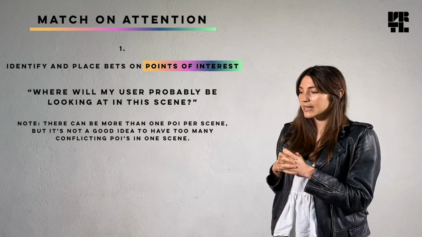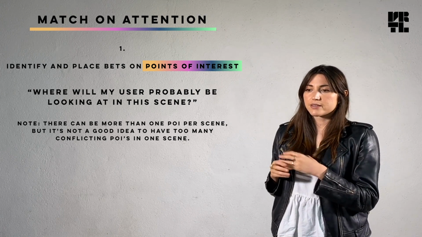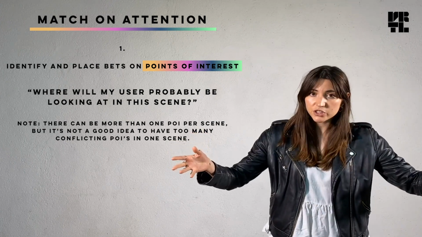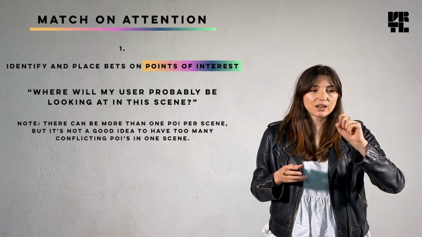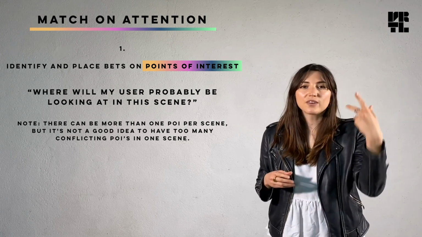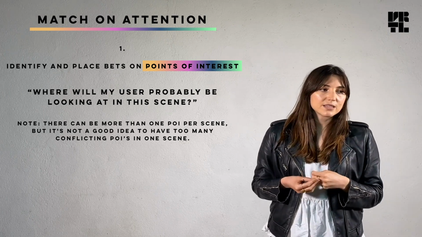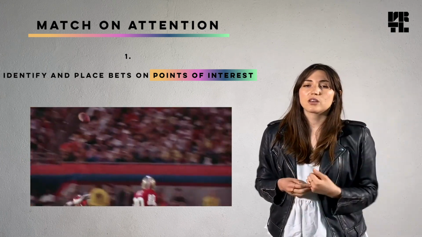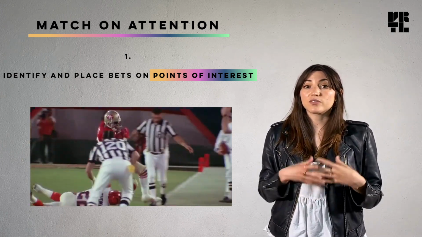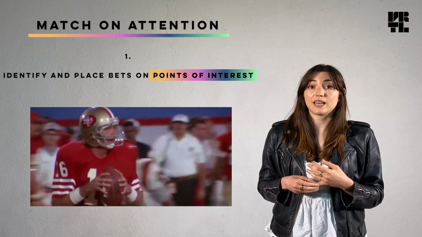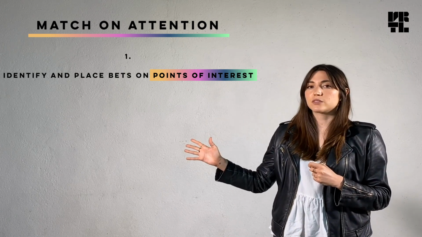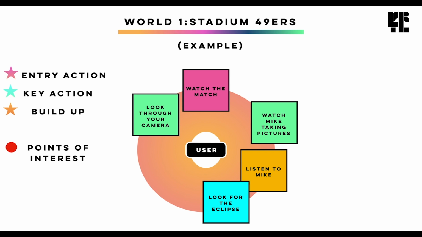So for example, in my first world, my starting scene is that the user is facing the match. But instead of just writing down the match, I try to think further. So for example, in my case, I think that probably my audience is going to be looking at the quarterback because it's probably the player that has more visibility and more relevance within that game. So let's go and do this for every world. So let's look into my first world.